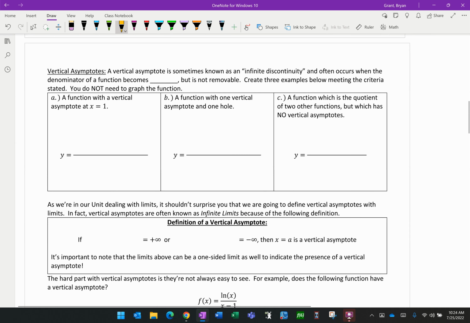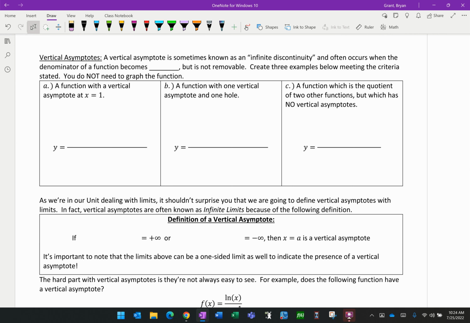So actually, let's get a little further into that. A vertical asymptote is sometimes known as an infinite discontinuity and occurs when the denominator of the function becomes 0, but is not removable. So let's try to create 3 examples below meeting the criteria stated. And you don't need to graph the functions, but if you have time, use your graphing calculators or Desmos and see if you're right. So here's your goal. A function with just a single vertical asymptote, a function with one vertical asymptote and a hole, and a function which is the quotient of 2 other functions but has no vertical asymptote. That one's a little trickier. Good luck, and unpause me once you're done.